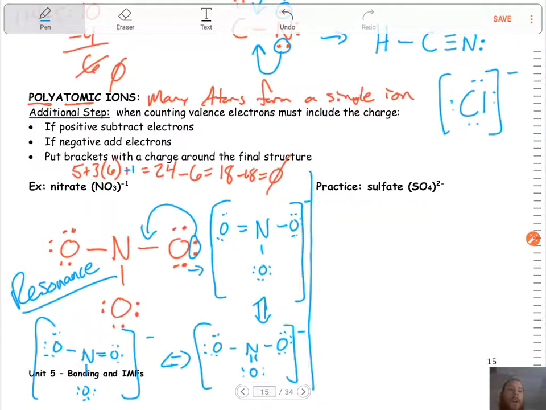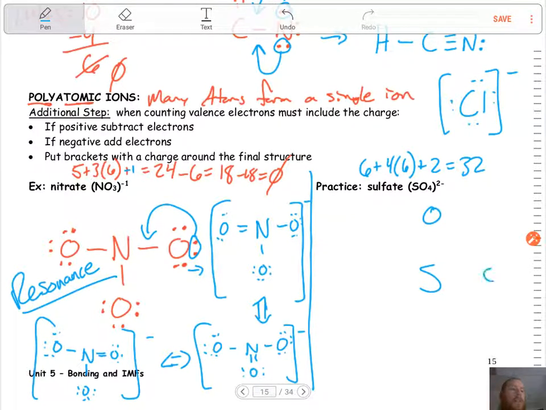Okay? So, you guys go ahead and pause the video, practice sulfate, and then come back and check and see what it looks like. So, for sulfate, okay, we've got sulfur has 6 plus 4 times 6 for the oxygen. Now again, this charge, if it's a negative charge, we're adding it. If it's a positive, we're going to subtract it. So 6 times 5 essentially is 30 plus 2. We've got 32 electrons.